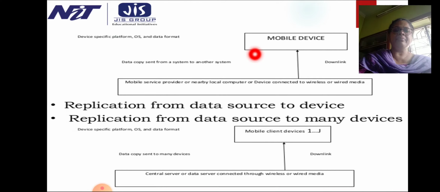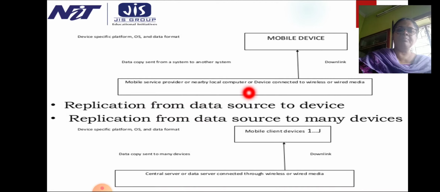This is the diagram of a mobile service provider or nearby local computer or device connected to wireless or wired media. There is a mobile device and downlink. Then a data copy is sent from one system to another system. Device specific platform, OS, and data format. Replication from a data source to a device. And this is the diagram of replication from a data source to many devices.